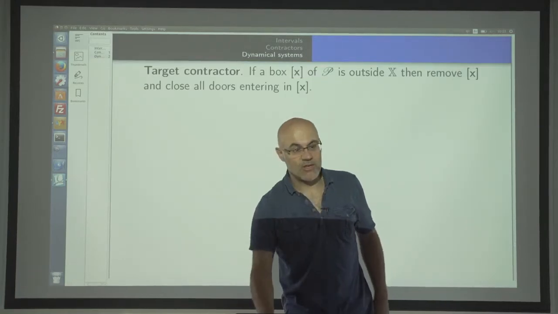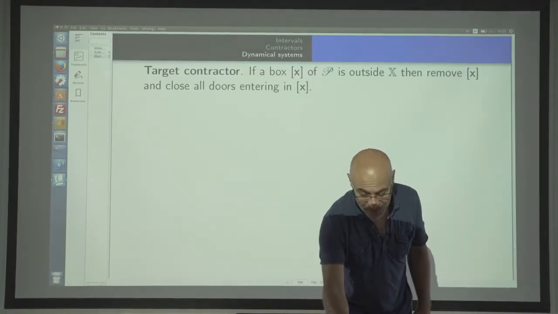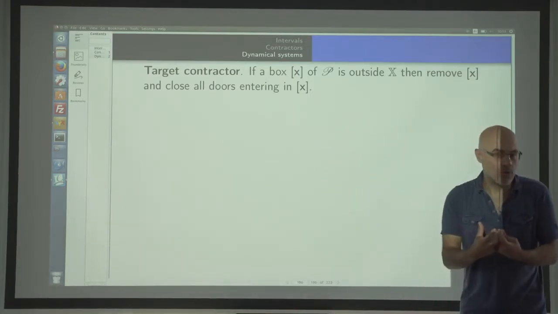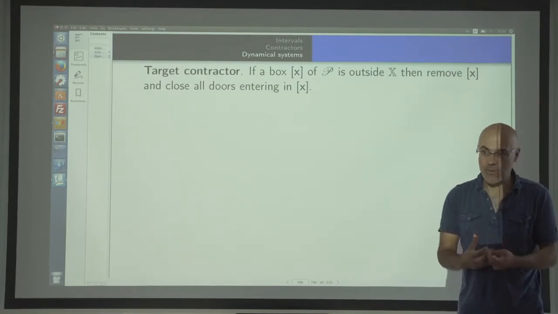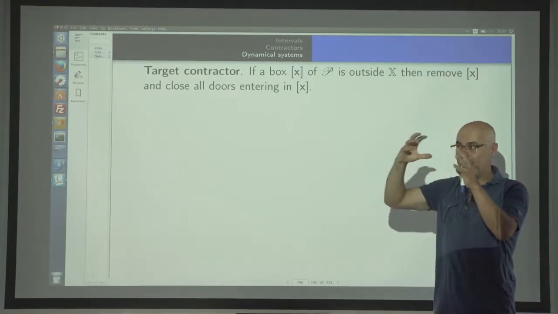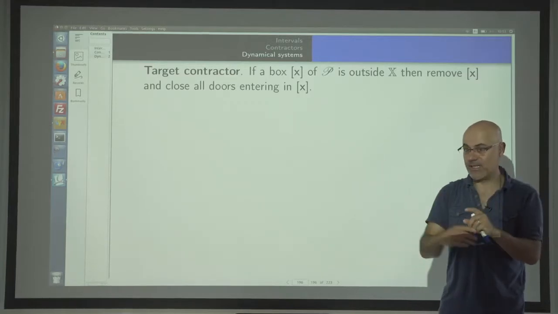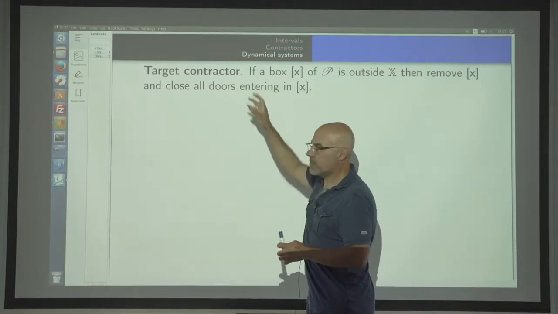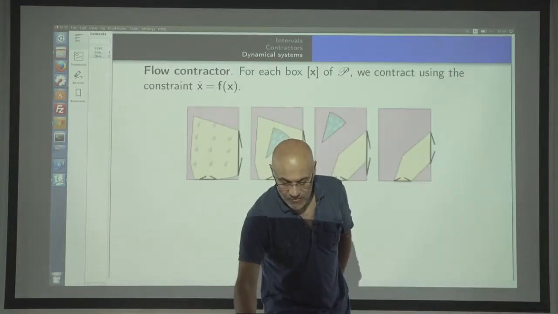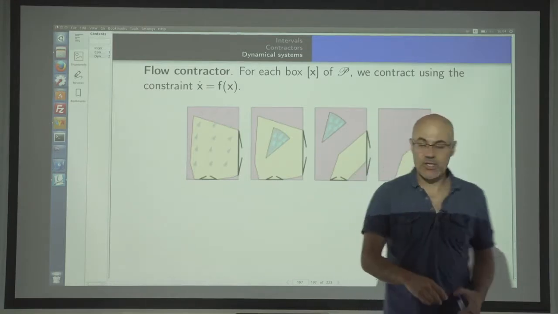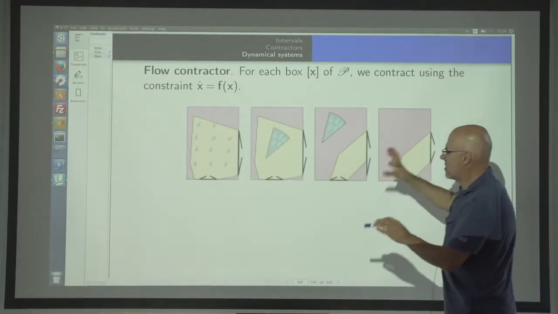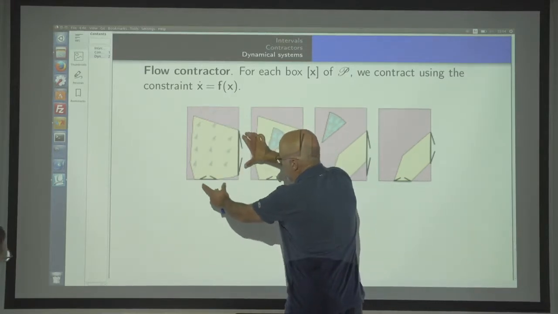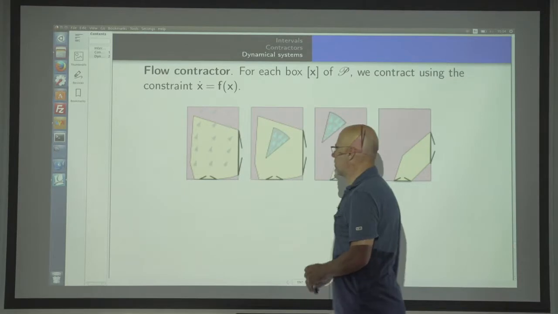So I will be able to develop... I try to go fast, I cannot explain everything, but I am able to define some contractors on structures that are more complex than boxes and intervals. So I can define contractors on mazes. Let me explain a few of them, just to show a representation. I have a box like this, and I have a part of a maze: doors, input doors, output doors.